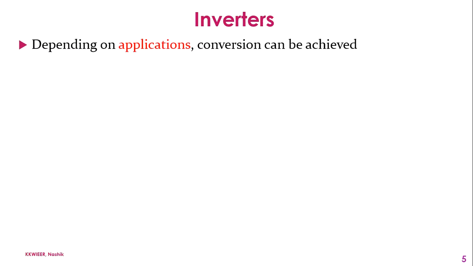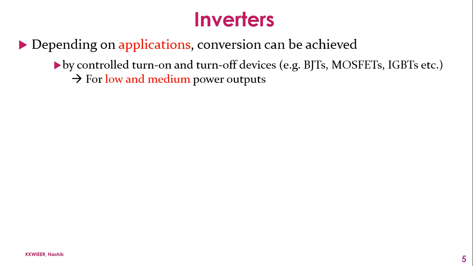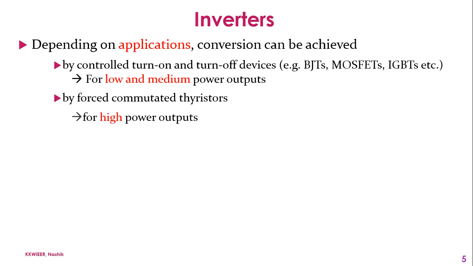So depending on the application, this conversion can be achieved by controlled turn on or off devices such as BJTs, MOSFET, IGBT, etc. And these type of converters are used in low or medium power outputs. Whereas by forced commutated thyristors, these type of inverters are used in high power outputs.